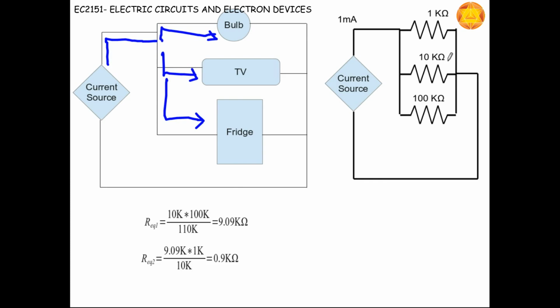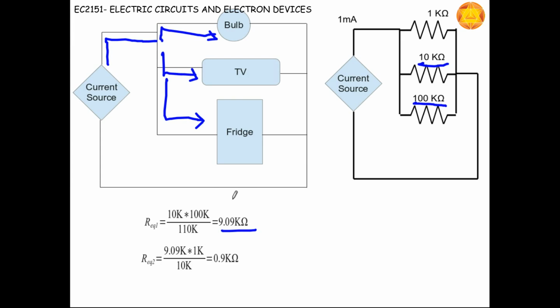So here we are taking only two resistances, R1, this resistance 10 kilo ohm, and 100 kilo ohm, right? So R1 R2 divided by R1 plus R2, 10 into 100 kilo ohm divided by 10 plus 100 kilo ohm, which is 110 kilo ohm. So 10 kilo ohm into 100 kilo ohm divided by 110 kilo ohm will give you 9.09 kilo ohm.